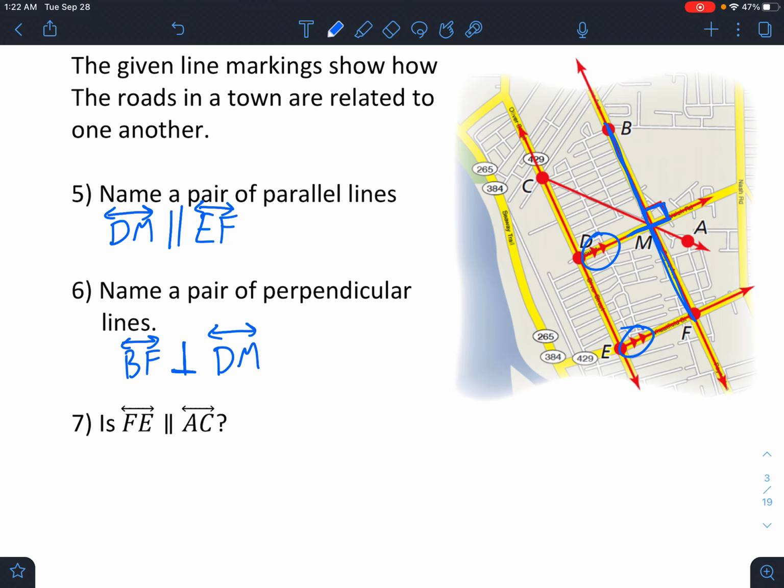And it says, is line FE, which is right here, parallel to AC? AC is here. You can tell that if it were to continue, they would definitely cross. So no, that is not parallel.